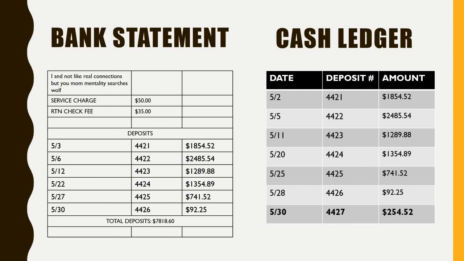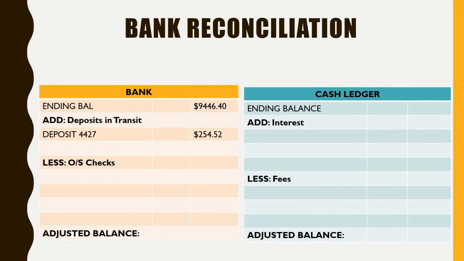So therefore, I have $254.52 that I need to put into my bank, because eventually it will clear. So there you go. I popped in that I currently have this deposit in transit for $254.52.